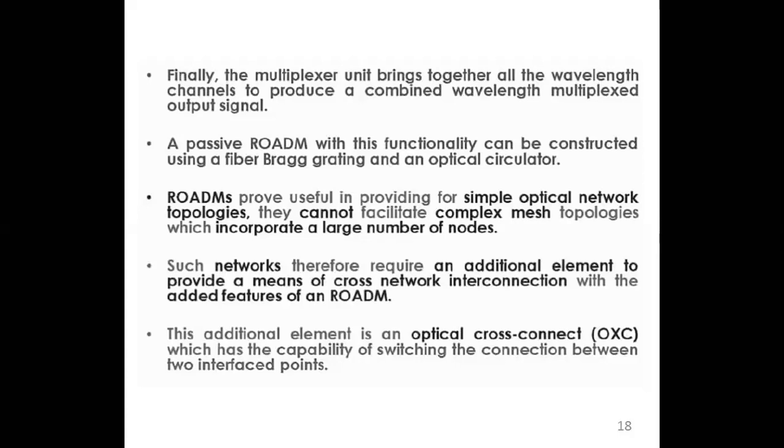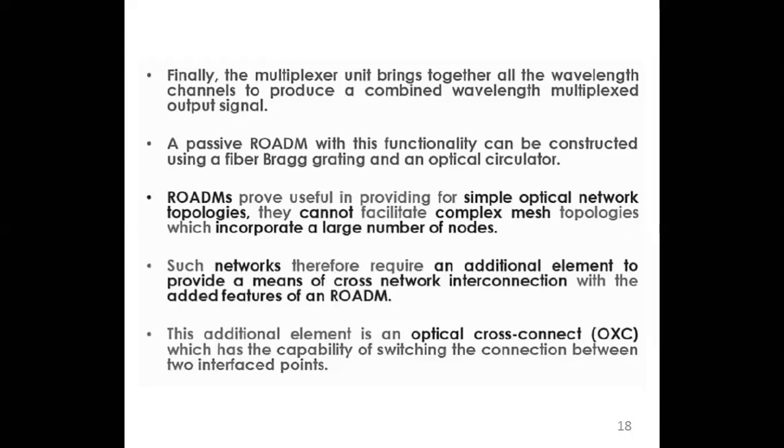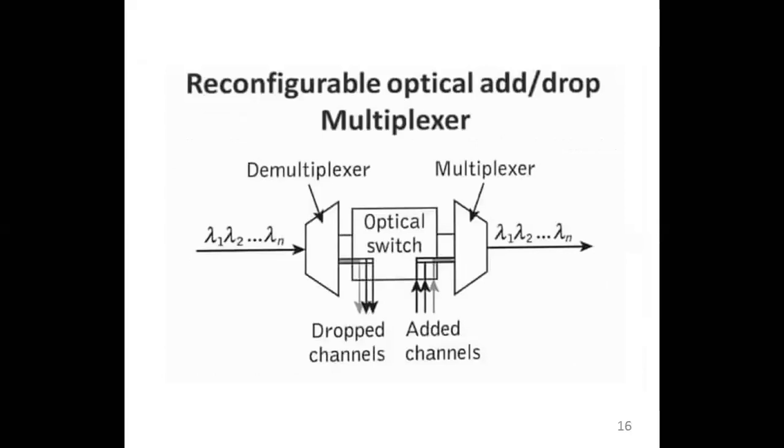So even though you have ROADMs, which have proven to be useful for simple optical network topologies, they have been found to not be that great or that useful when the topology is a mesh topology, a complex mesh topology, and in that case, when the topology is quite complex and has a large number of nodes, these ROADMs have been found to be not that useful.